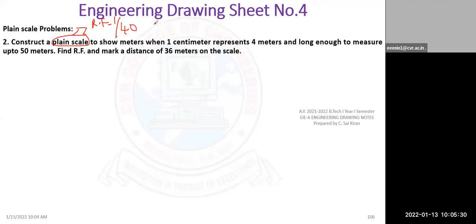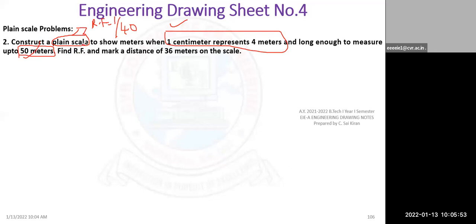RF is a ratio, so we have to make sure that the numerator and denominator are in the same units, and then calculate the RF value. From this sentence we can get the RF value. The scale should be long enough to measure up to 50 meters. So here we got the maximum distance. The maximum distance is 50 meters.